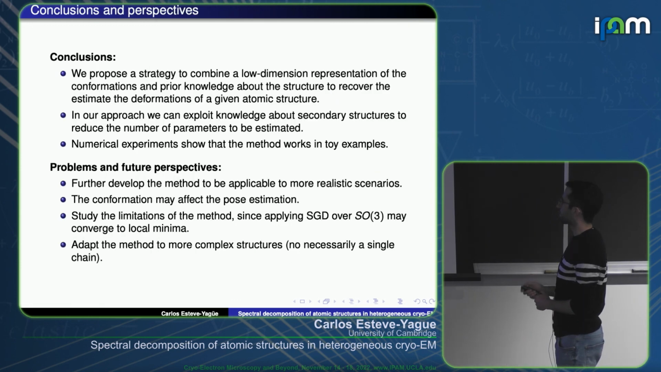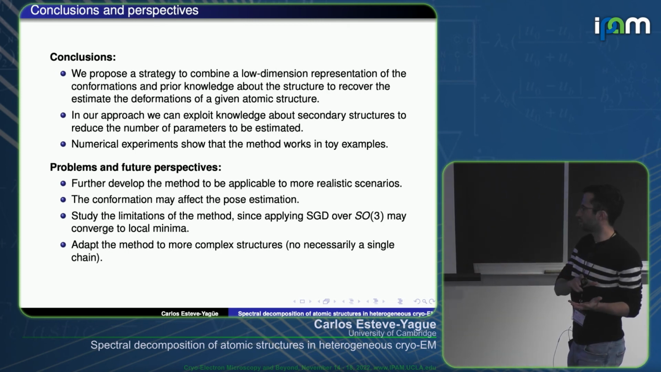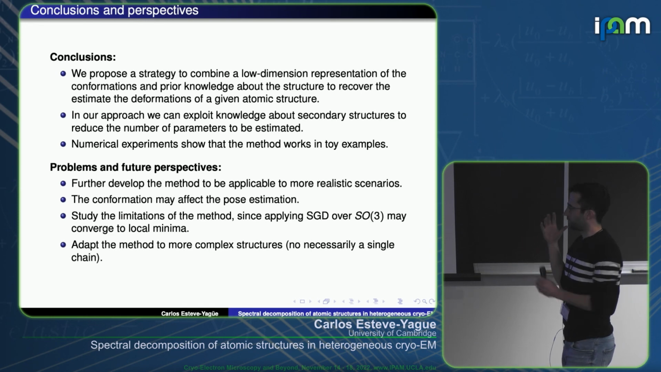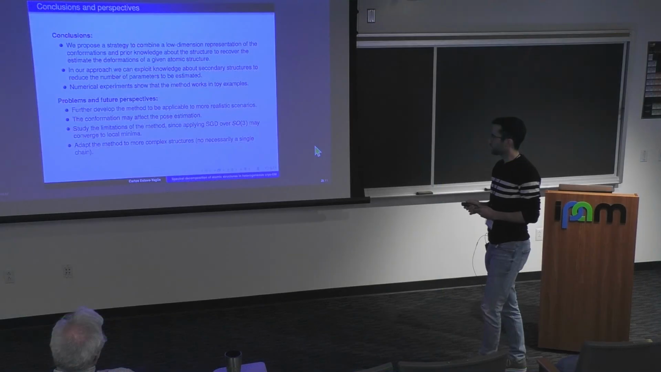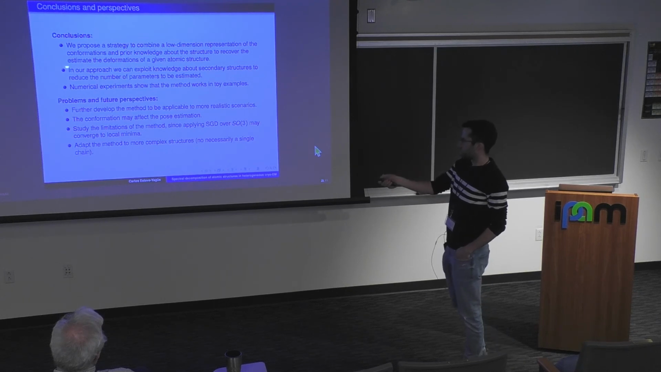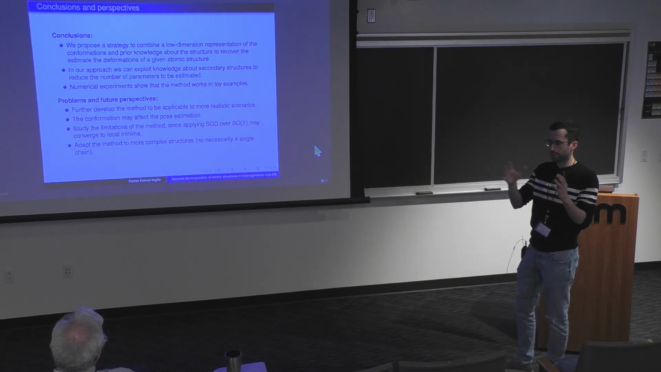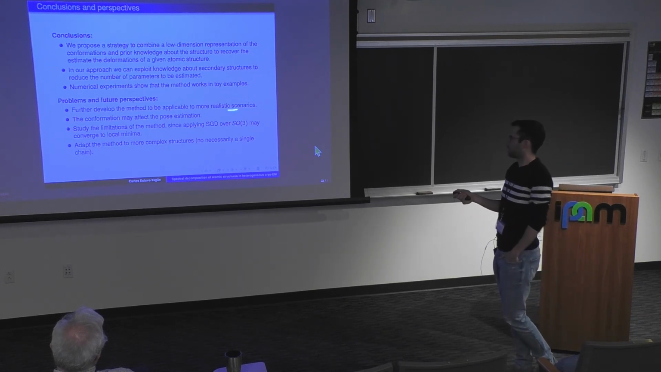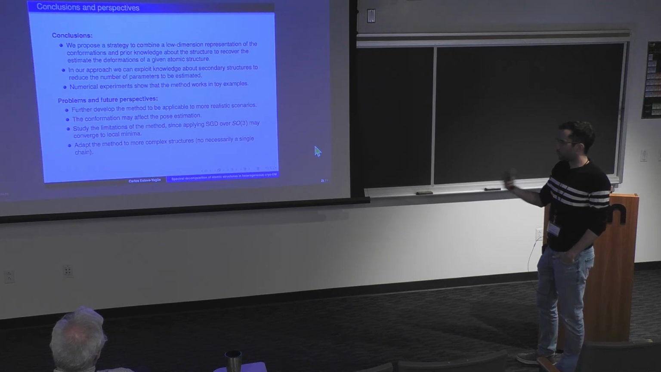And okay, yeah, so to end my talk, the conclusion is that we have a strategy to use biological knowledge about how the protein or the macromolecule should look, combined with the cryo-EM data set to estimate the deformation of these atomic structures. Then in our approach, one of the advantages is that we can exploit knowledge about secondary structures, and we know that in many cases a big part of the particle is not moving, so we can just estimate what we want. And then the numerical experiments in some toy examples show that the method is likely to work in a more realistic case.